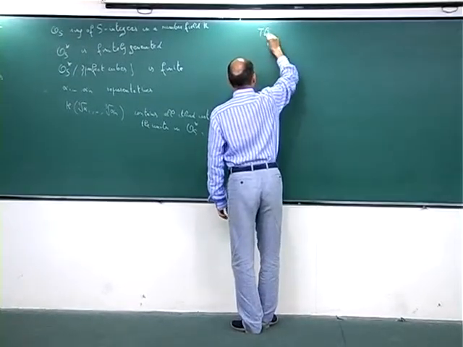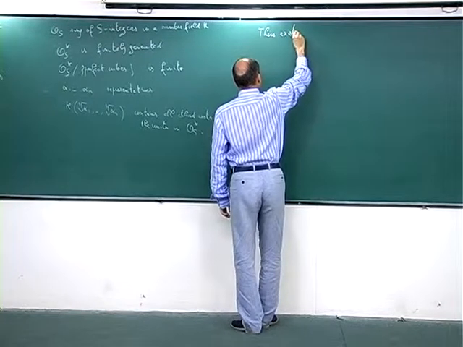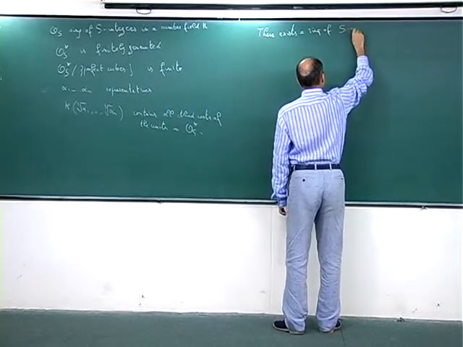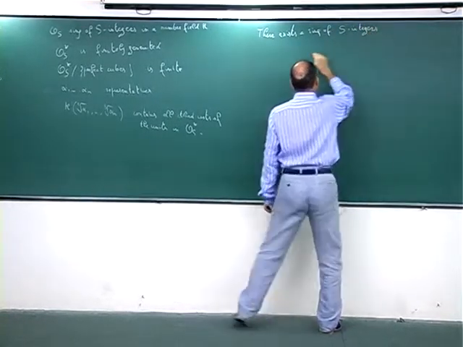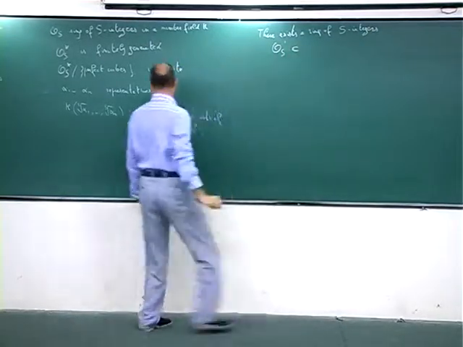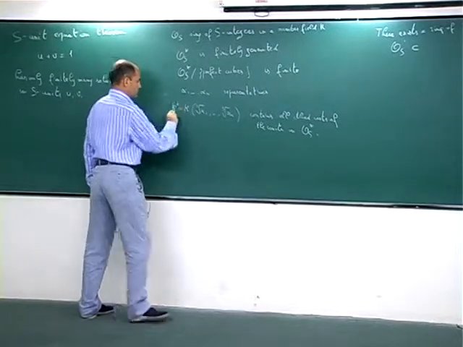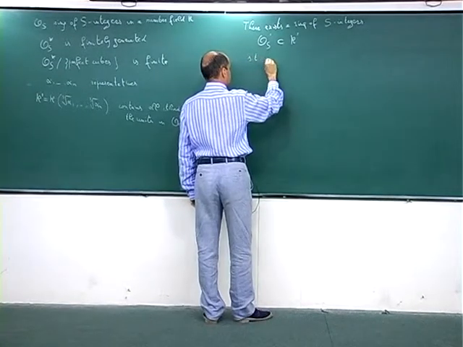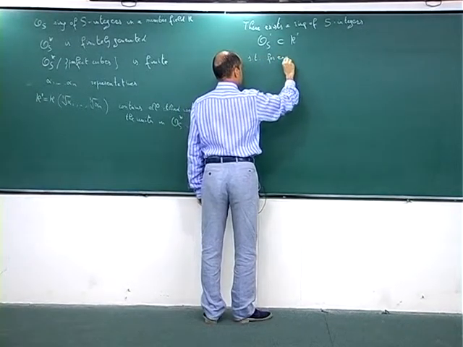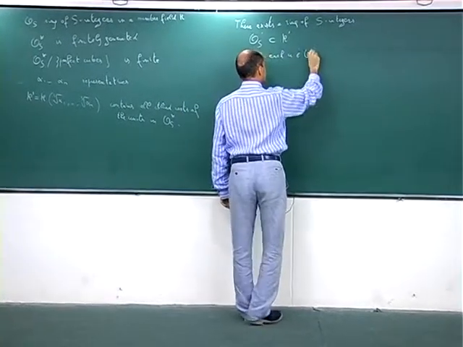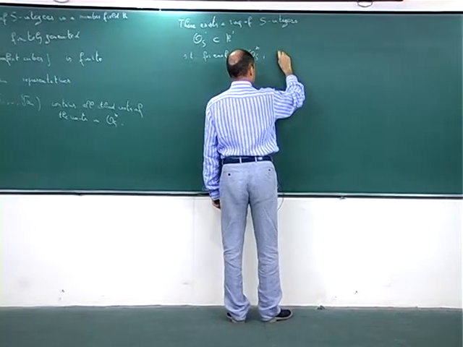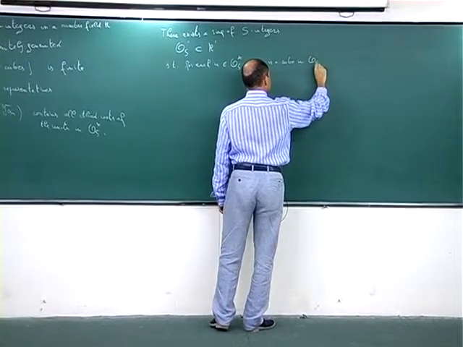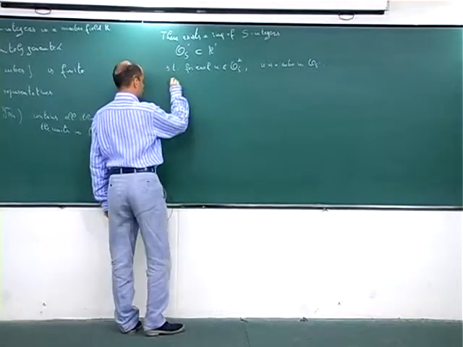So there exists a ring of, let's call them S prime integers, O_S', contained in this field K prime, such that for each u in O_S star, u is a cube in O_S prime.